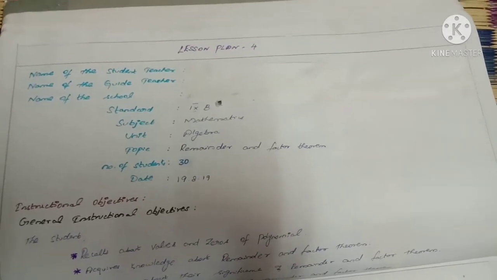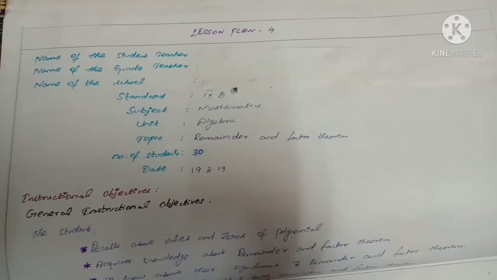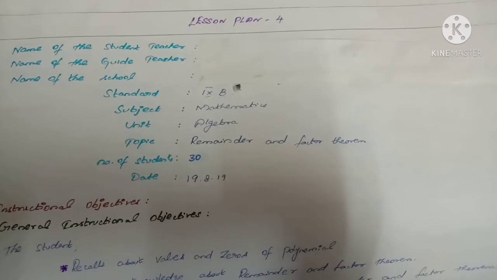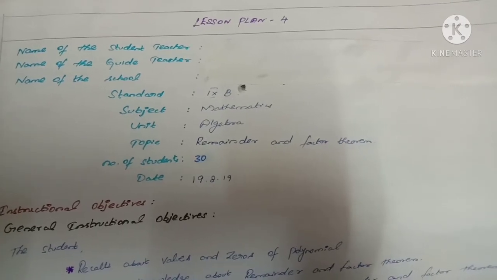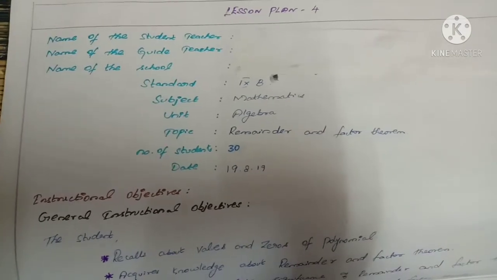Good morning. Today's lesson plan is number 4. First, we have to write name of the student, name of the guide teacher, name of the school, standard, subject, unit. Unit is from algebra. Topic is remainder and factor theorem.